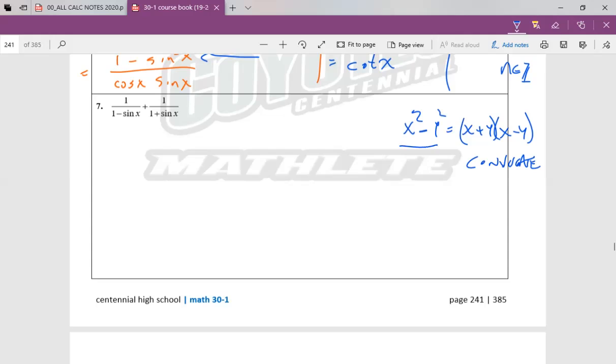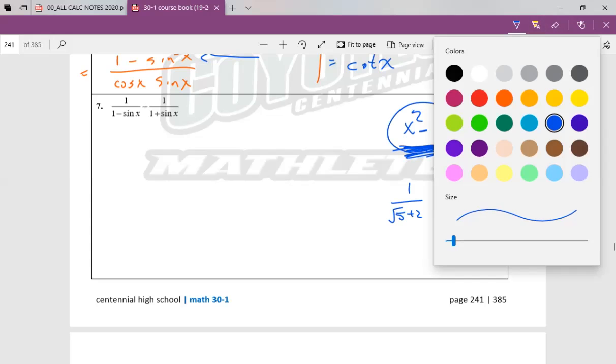C-O-N-J-U-G-A-T-E. This is called a difference of squares. And the nice thing is when you multiply conjugates together, when you multiply the first, the outside, inside, and last terms, the outside and the inside melt away, they subtract to 0, and we're left with just x squared minus y squared. This was useful for when we had 1 over root 5 plus 2.